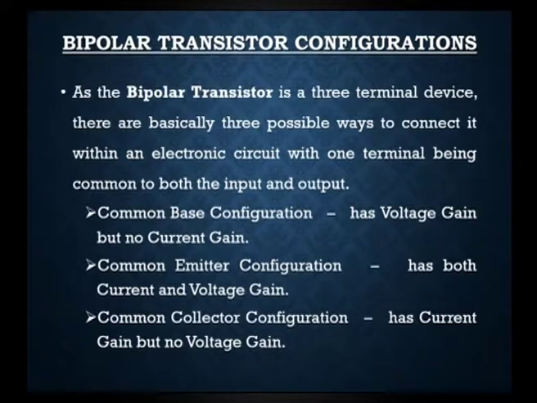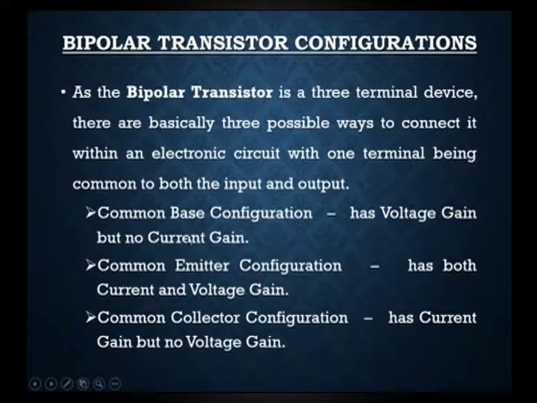So, in this session we are going to concentrate on the common base configuration, the very first configuration. Also, remember that the common base configuration has only voltage gain, but no current gain. So, we need to remember that when we connect the transistor in a common base configuration, we get a transistor which has only voltage gain and there is no current gain.